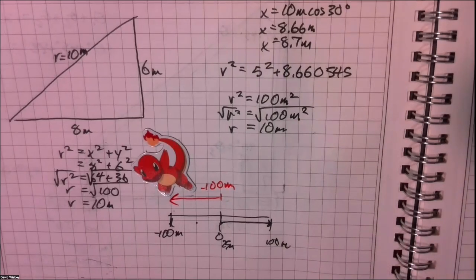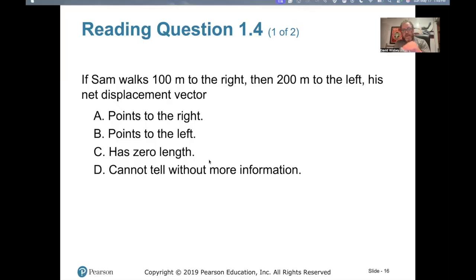So let's go back here to our problem. A points to the right, B points to the left, C has zero length, or D cannot tell without more information. Well, it's pointing to the left, right? We can see that from the picture that we drew. Charizard ended up to the left. So it is to the left, and the magnitude of that vector is 100 meters.